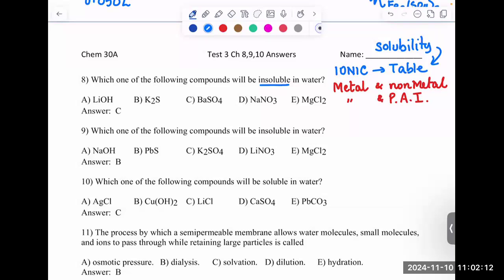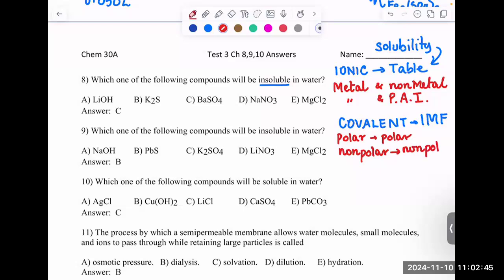Next is covalent compounds. For the most part, you will be looking at the intermolecular forces for their solubility. So we are looking at the solubility. For covalent compounds, the rule is that a polar solute dissolves in a polar solvent. A non-polar solute is going to dissolve in a non-polar solvent. Okay? So that's the thing.